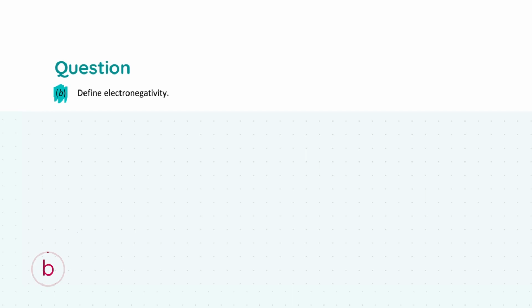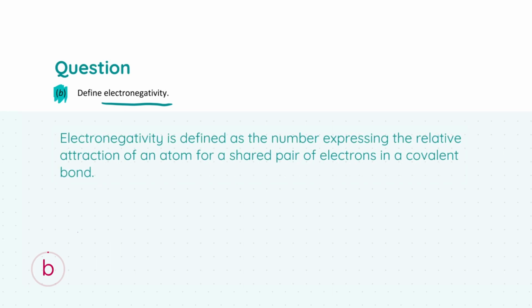And in this case, part B, the first question we need to answer here is to define the term electronegativity. So much like all definitions, unfortunately, there's just a right one and a wrong one. And let's go have a look at the correct definition. So for this question, the required definition is such that electronegativity is defined as the number expressing the relative attraction of an atom for a shared pair of electrons in a covalent bond. So a covalent bond is also an important thing to note there.